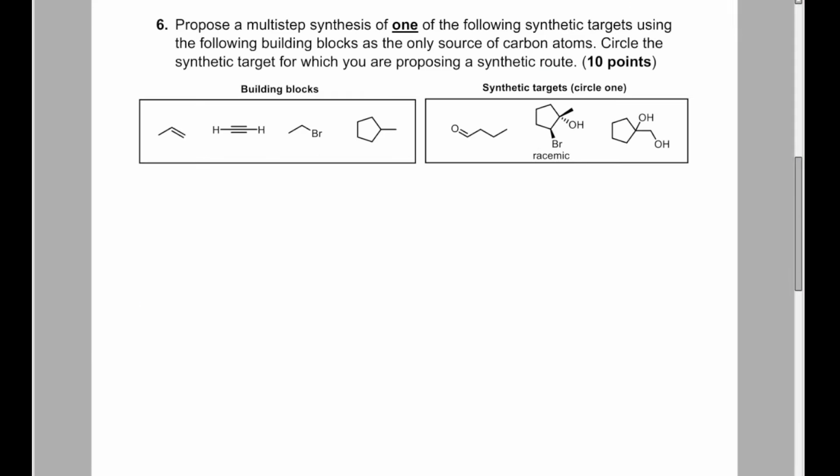For the third synthetic target, which is this one, we're going to be using the same building block or starting material. As you can see, this building block is cyclic, and this is also cyclic, and it just looks very similar. So that's why we're going to choose that. I'm just going to rewrite it.